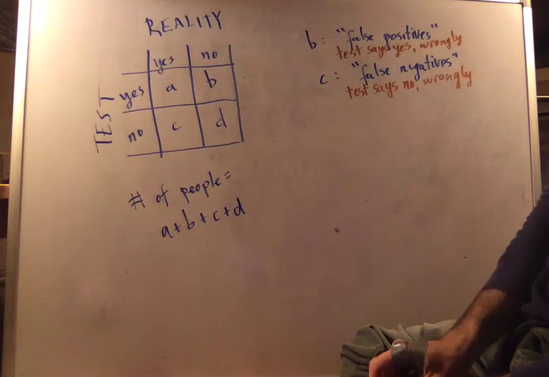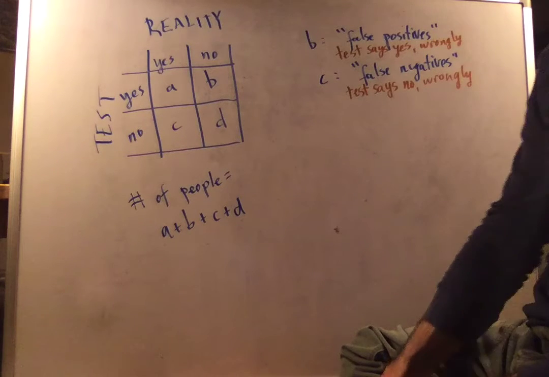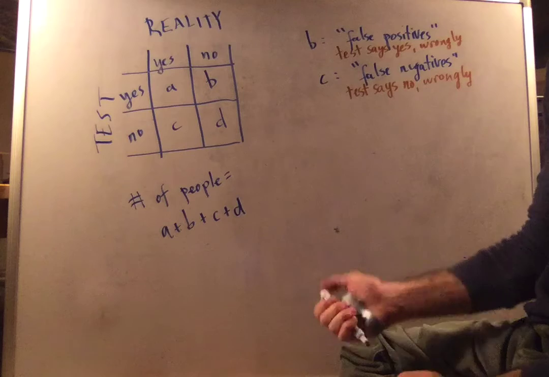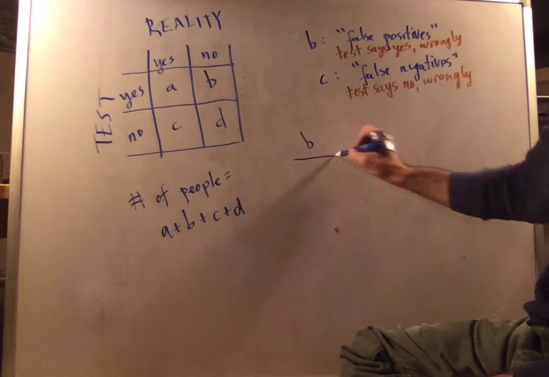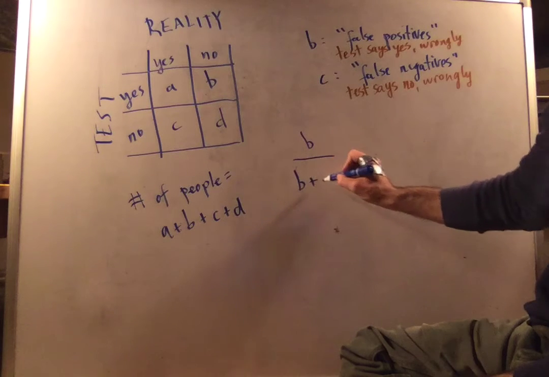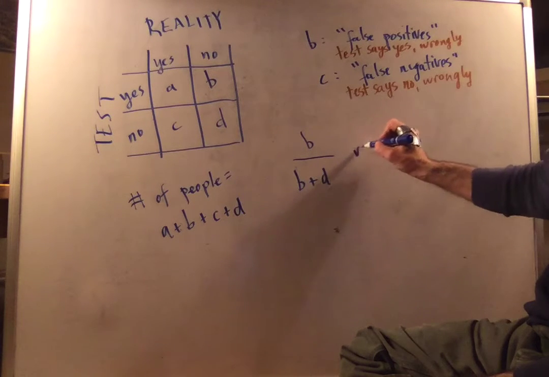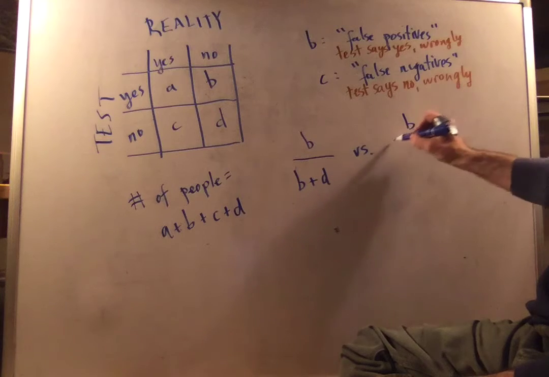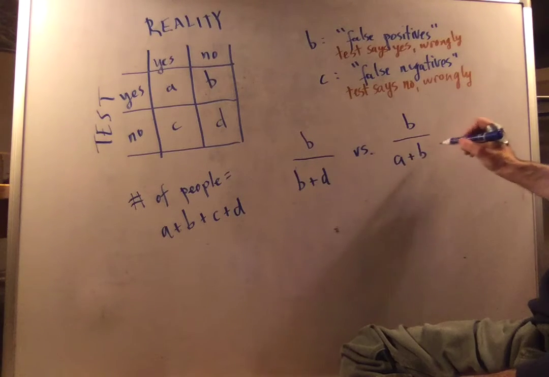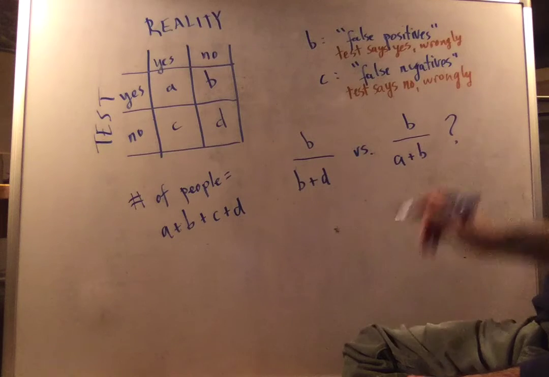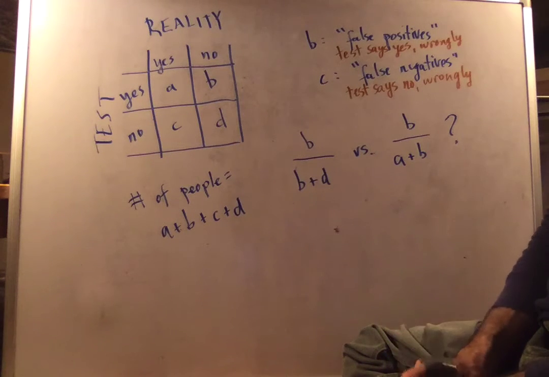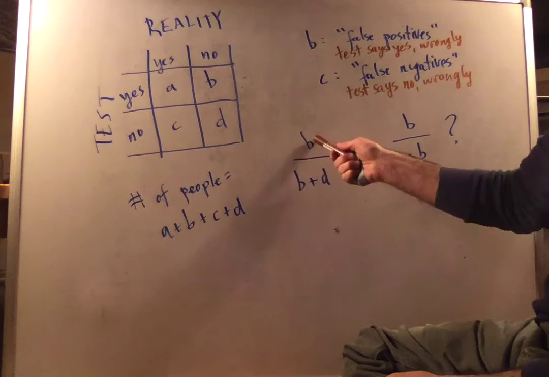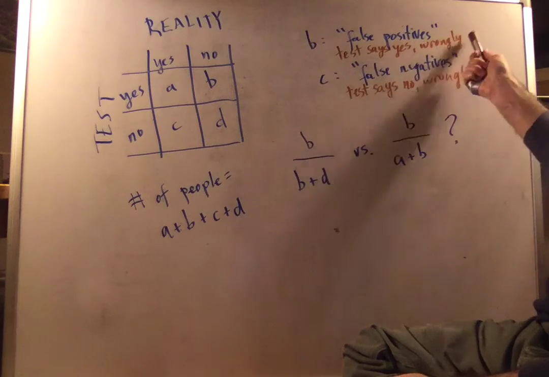And let's just look at B for a minute. We were talking about the rate of false positives, rate of false negatives last time. And so a rate is a ratio or a proportion. I am asking you which of these is correct. Which of these is the rate or the ratio or the proportion that we're interested in? And so let's understand what each of these expressions means. B is the false positives. The test says yes wrongly.